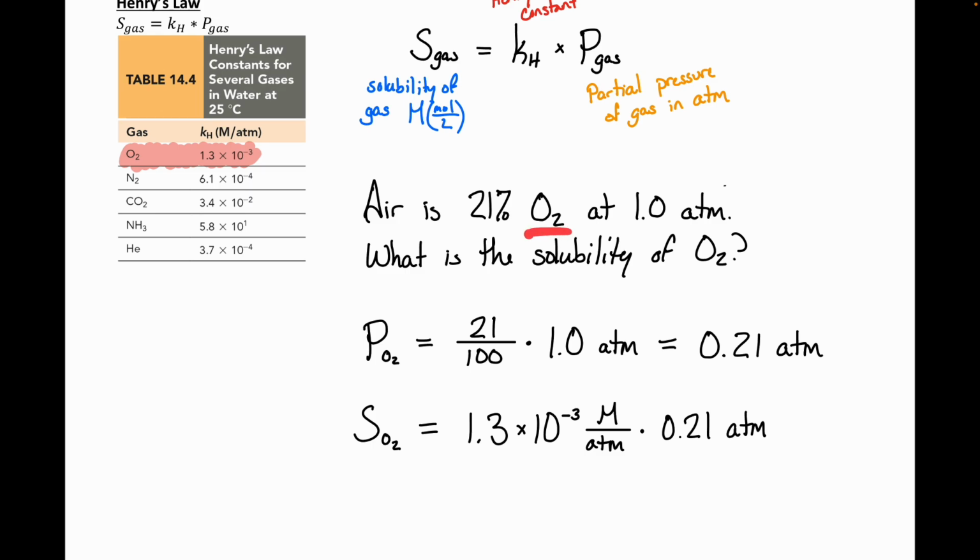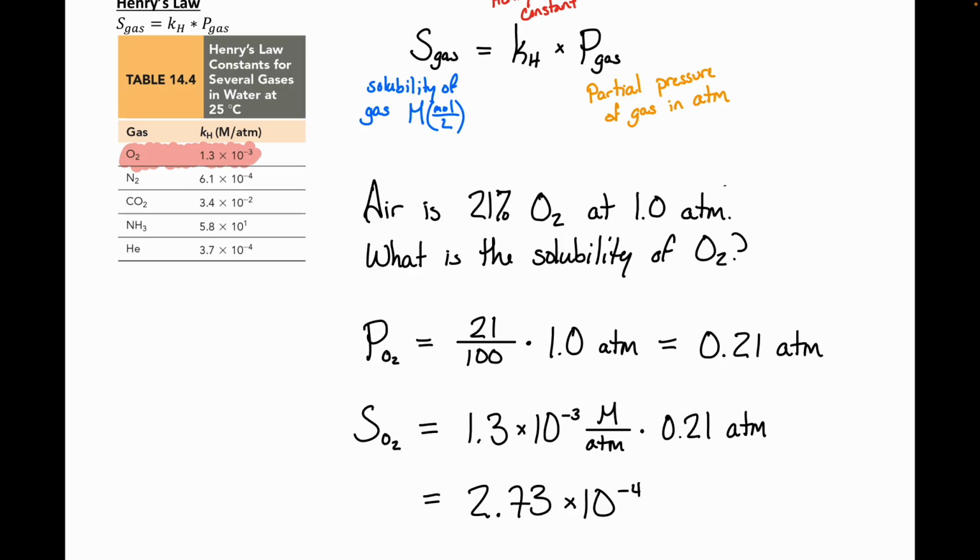So since I'm talking about oxygen, I specifically grabbed the value of oxygen from my table, right? My 1.3 times 10 to the negative 3. I'm going to multiply that by that partial pressure of oxygen in the room right now, that 0.21 ATM. All right, my calculator is going to spit out 2.73 times 10 to the negative 4. I'm going to put it in scientific notation since it's a small number. If you want to keep it in standard notation, it doesn't matter.